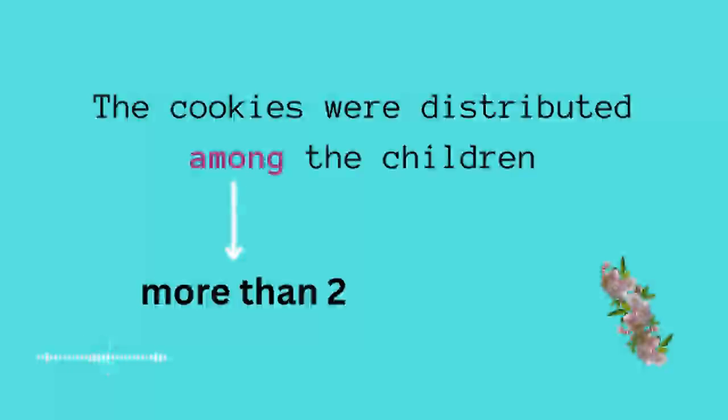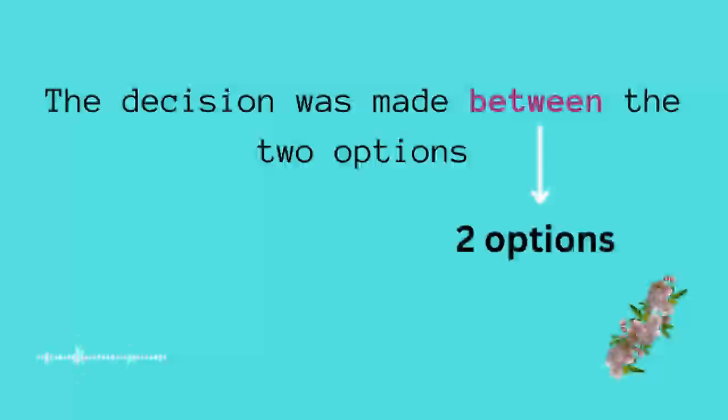So that is why here it says the cookies were distributed among the children, so that means we have more than two children. So this is how you can tell the difference between the use of between and among. Alright, now let's have a look at another example. The decision was made between the two options. Alright, so this is the meaning of between.